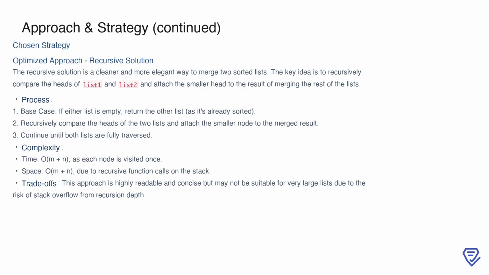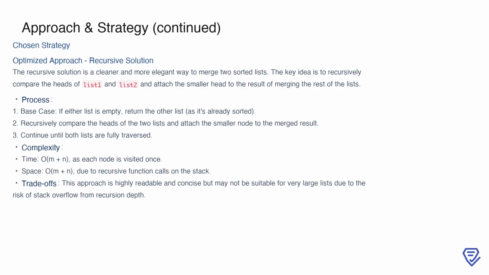Now, let's consider an optimized approach using recursion. This method is cleaner and more elegant, leveraging the natural structure of recursion to simplify the merging process. The key idea is to compare the heads of the two lists recursively.